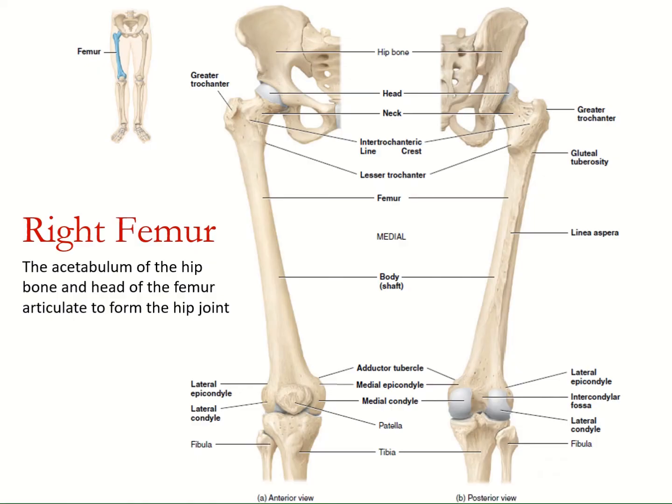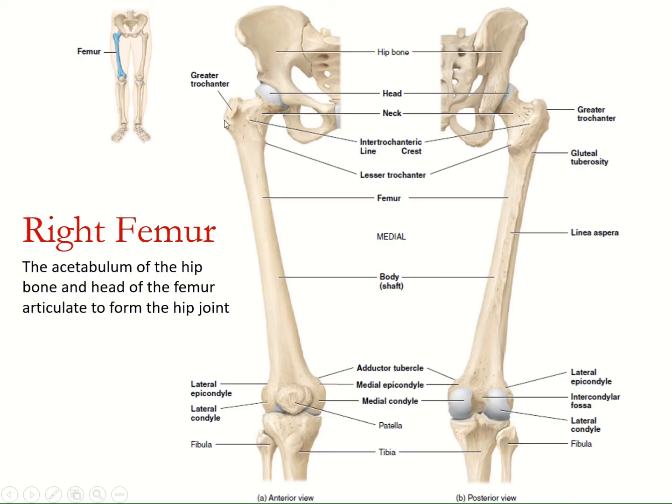So we have here the right femur. Over here, this is your thigh, and the thigh bone is your femur. The acetabulum of the hip bone and the head of the femur articulate to form the hip joint. So this is your hip joint over here. This is the acetabulum of the hip, made up of the ilium, ischium, and the pelvic bones. And this is the head of your femur.